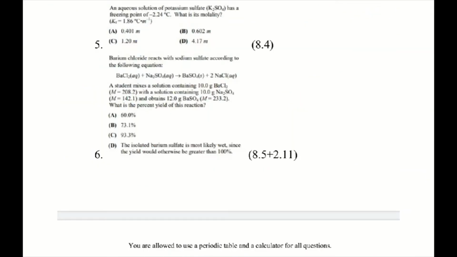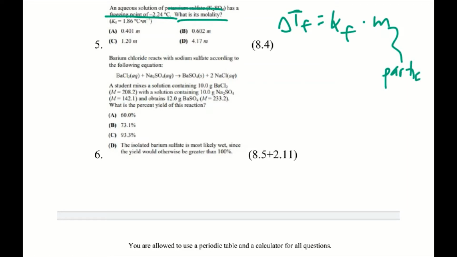An aqueous solution of potassium sulfate has a freezing point of negative 2.24 degrees Celsius. What is its molality? So if we remember, freezing point depression is going to be equal to, let me see, ΔTf is equal to Kf times the molality of the particles. So you know that the molality of the particles is equal to the molality of the salt in question, or whatever compound you have, times the i value of the compound.